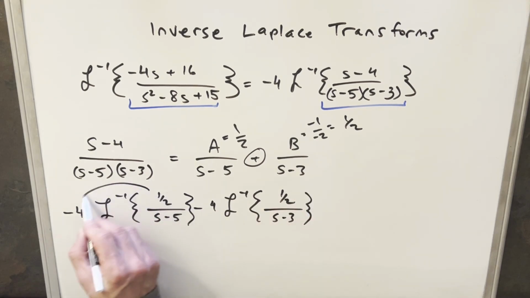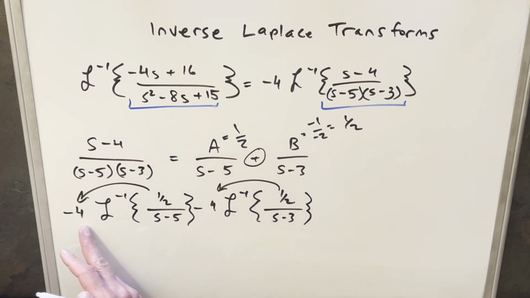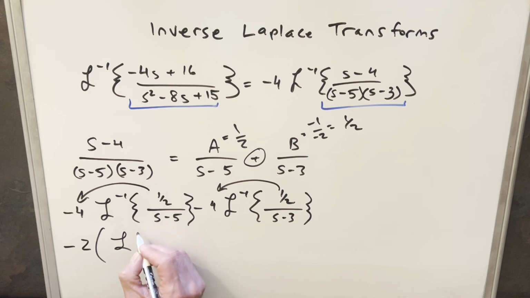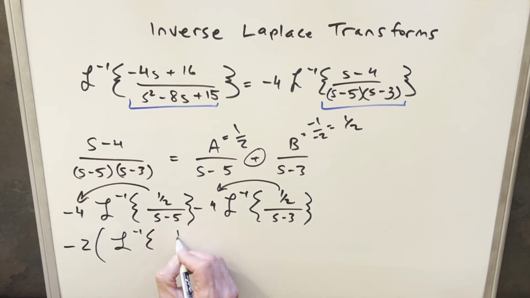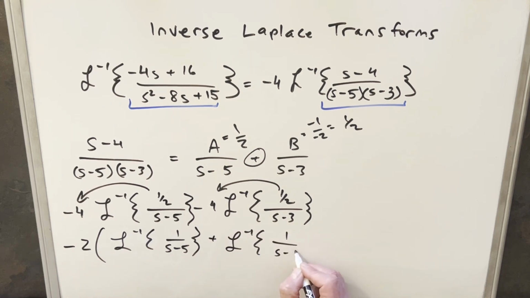But then from here, I can factor the half out front here, factor the half out front here, and I can actually factor this minus 4 up because we have minus 4 on both of these, so it's going to be the same minus 2 on both of these. So what I'm going to do is write this minus 2. We'll have the inverse Laplace here of just 1 over s minus 5. And then as we factor out minus 2, this is going to be just a plus, and this is going to be inverse Laplace, and this is going to be 1 over s minus 3.